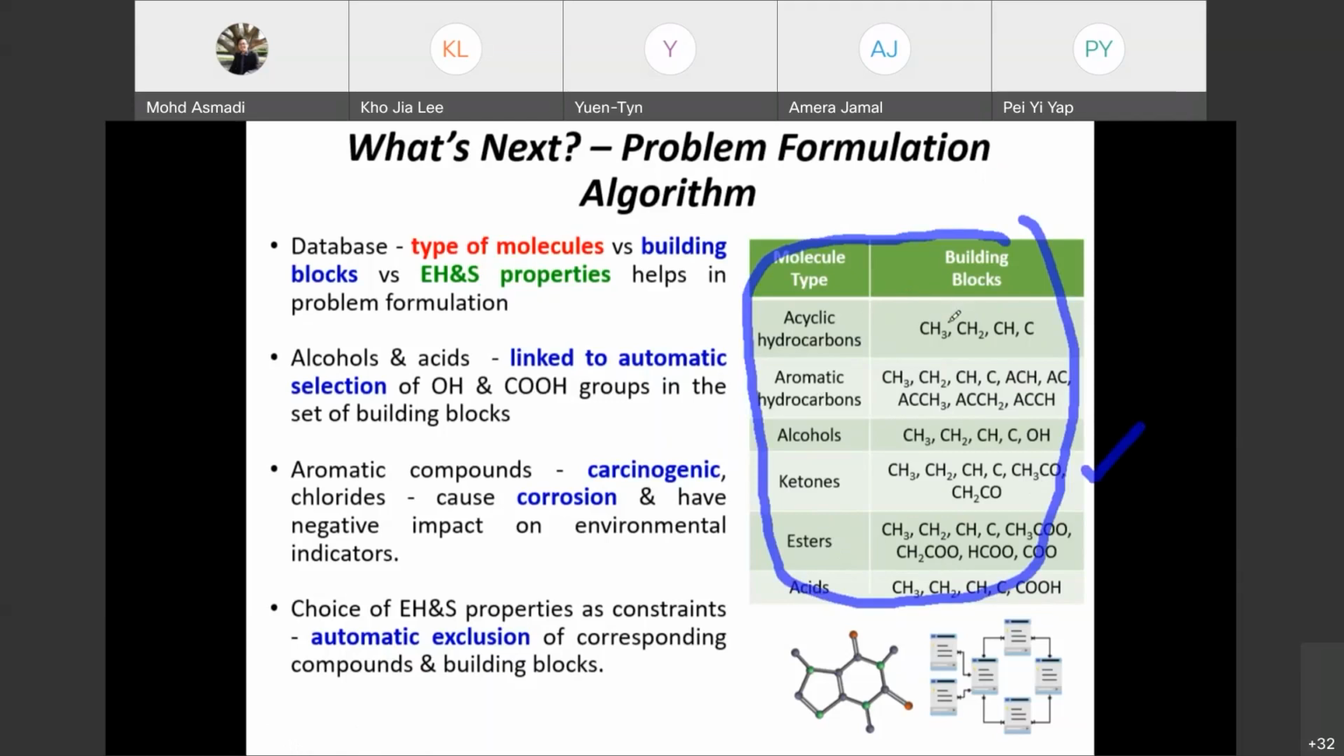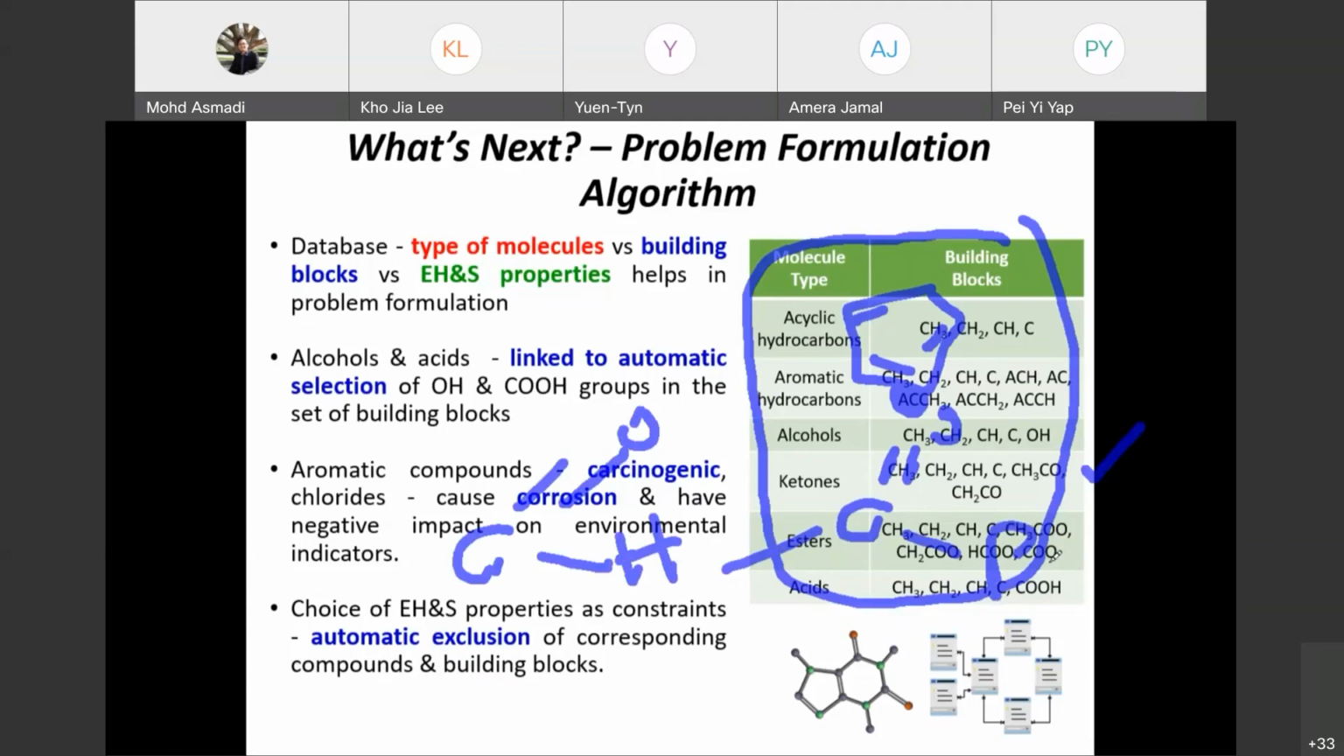So for the building blocks, if acyclic, CH3, CH2, CH, C, right? If aromatics, it is the aromatic compound, this one with 6 carbons in the ring. You have to remember ketones. So these are the ketones, including ether. There is an H here, and this one is R1 and R2. This one is ester, and acid, COOH. So these are the building blocks.